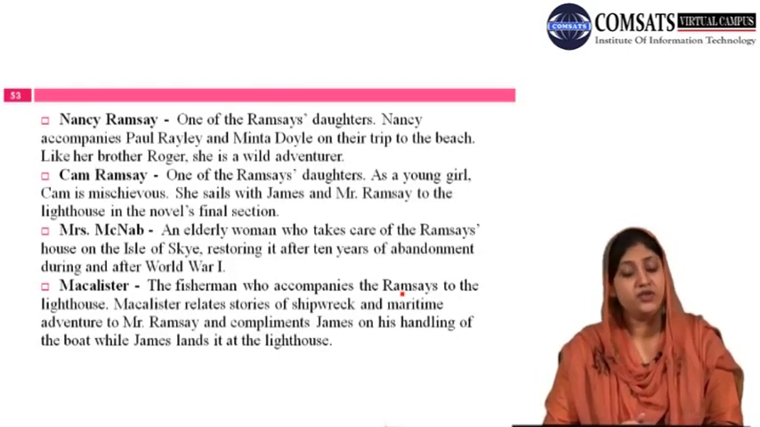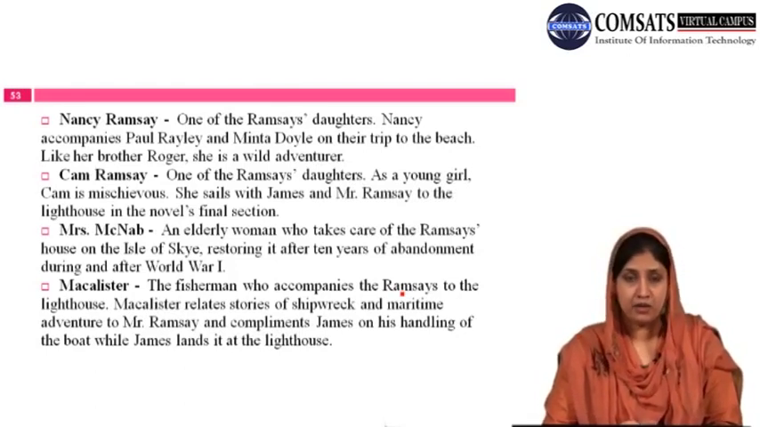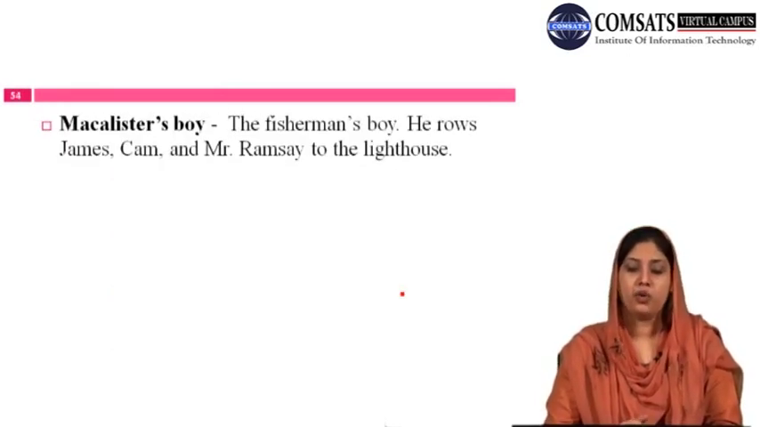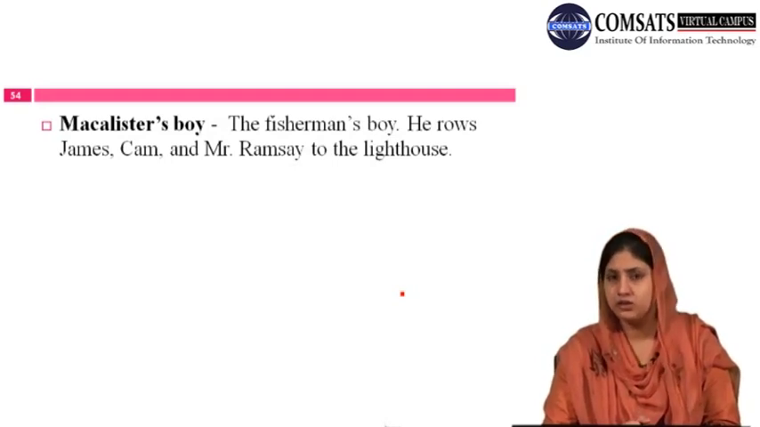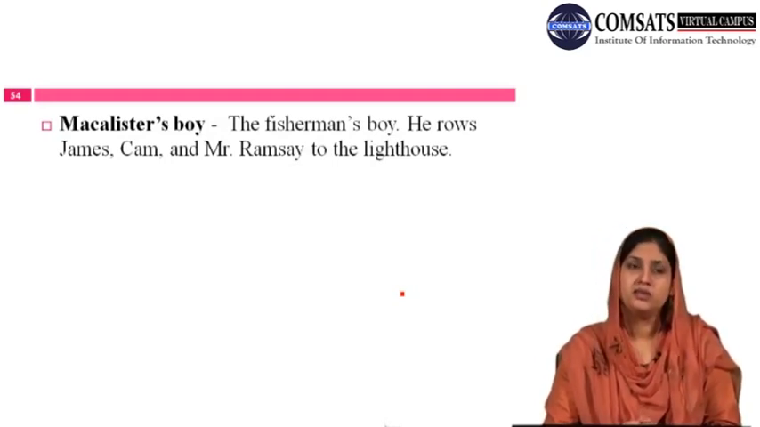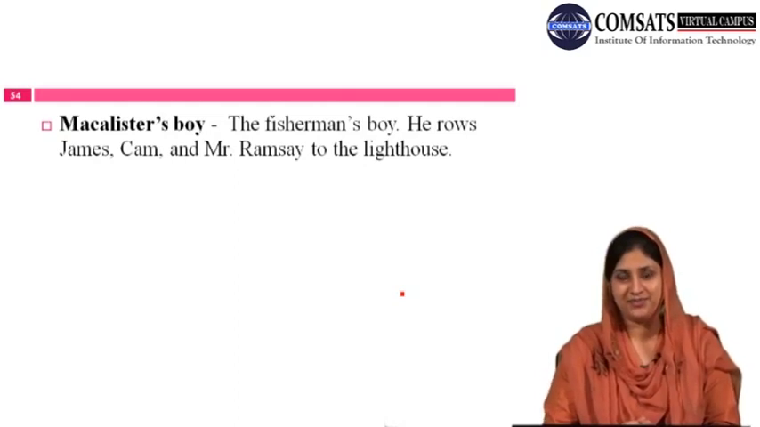And Macalister, the fisherman who accompanies the Ramsays to the lighthouse in the last section, relates stories of shipwreck and maritime adventure to Mr. Ramsay and compliments James on his handling of the boat while James lands it at the lighthouse. And Macalister's boy is a fisherman's boy. He rows James, Cam, and Mr. Ramsay to the lighthouse. And apparently it looks like the same boy for whom Mrs. Ramsay will knit all the time.